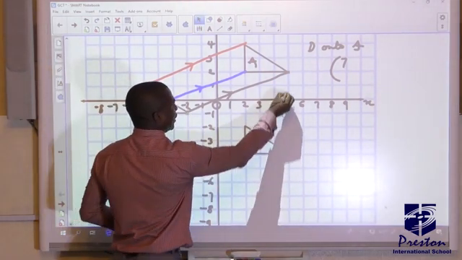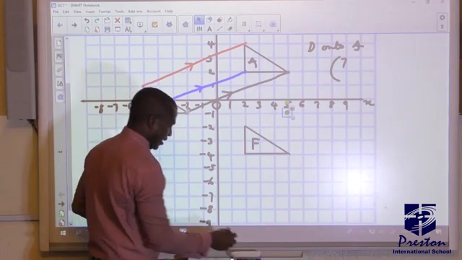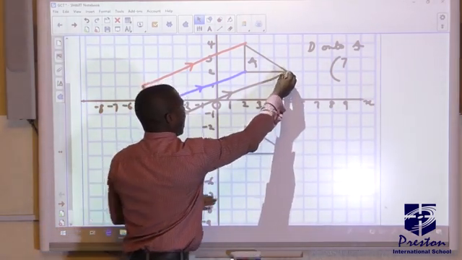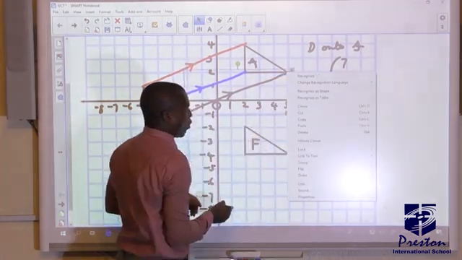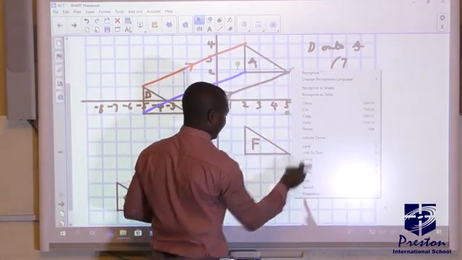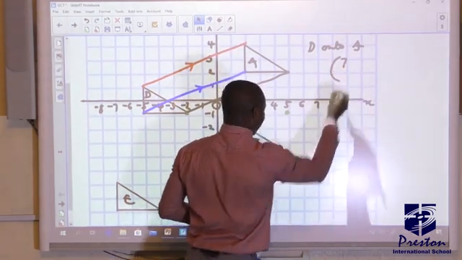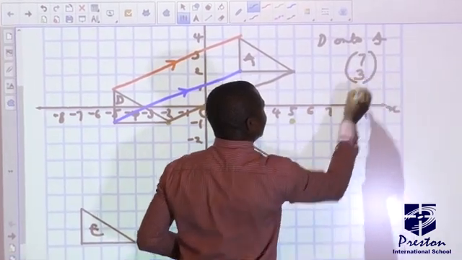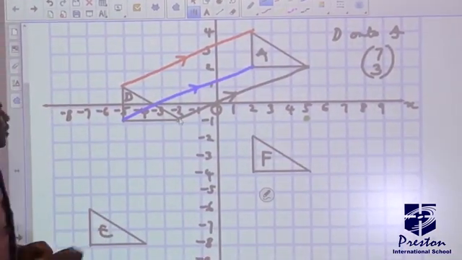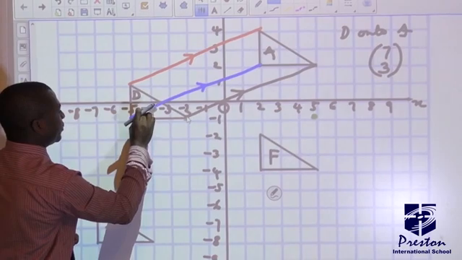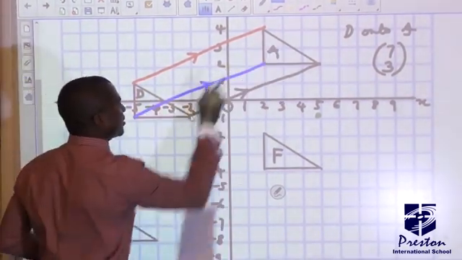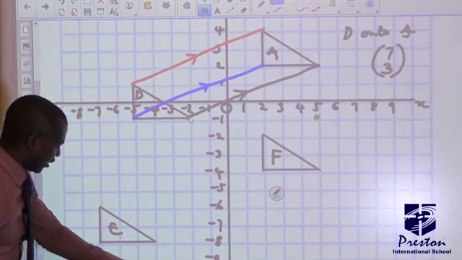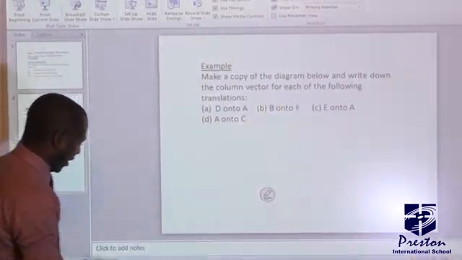Now, I want to count from here to this point to get my value for y. Now, from this point, I have 1, 2, 3. Now, I'm moving upward. That means that my y is positive. So, I have y to the positive, which is 3. So that's the column matrix for D translating to A. That's the first one. So let's quickly take the next objective, and then now B onto F.